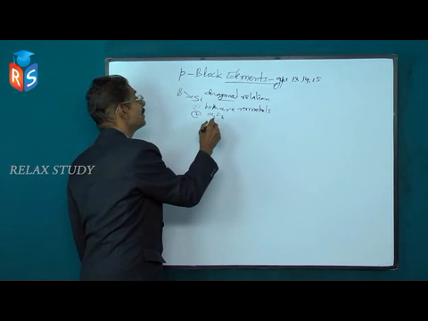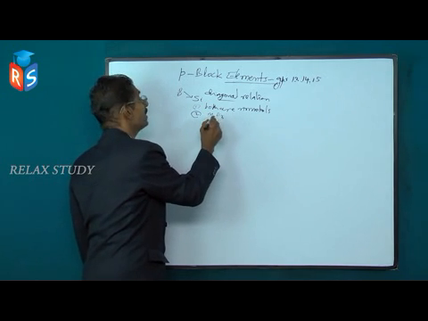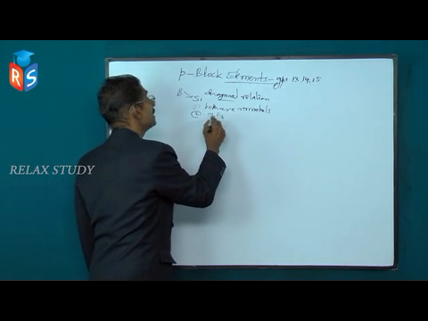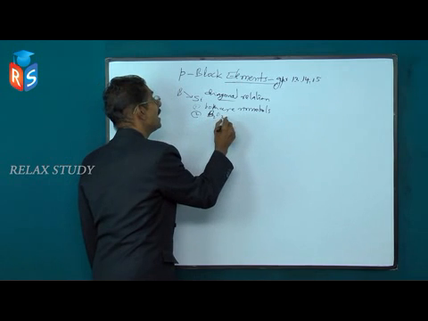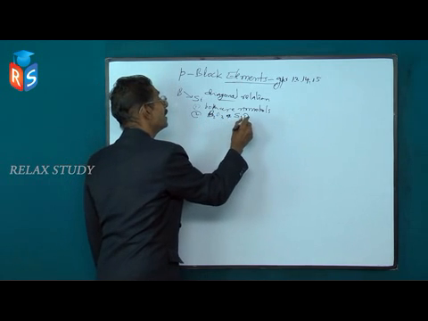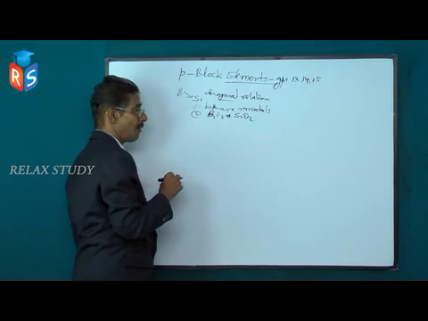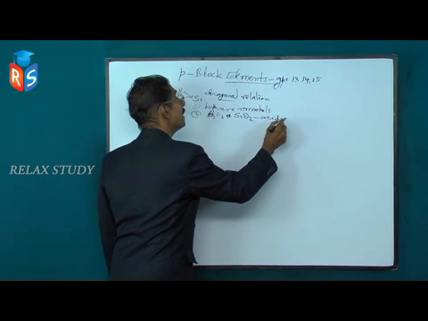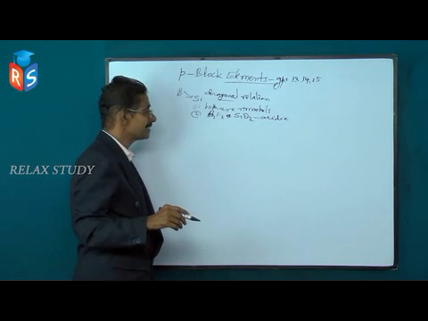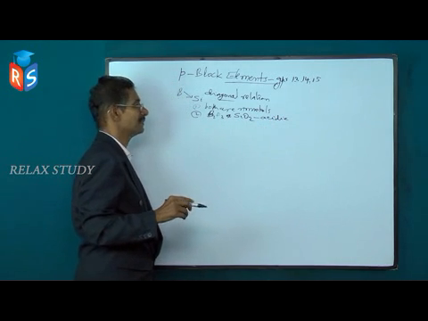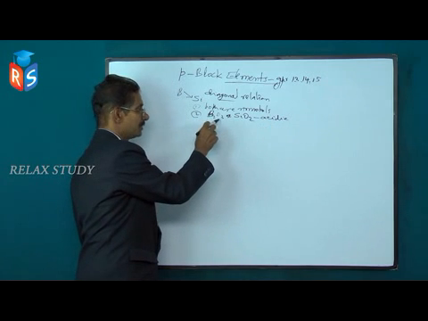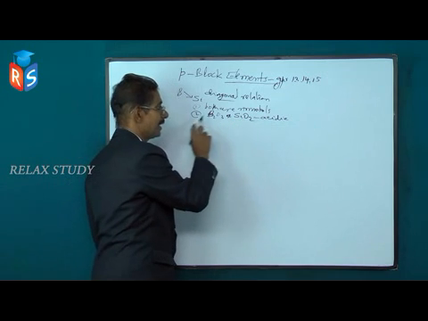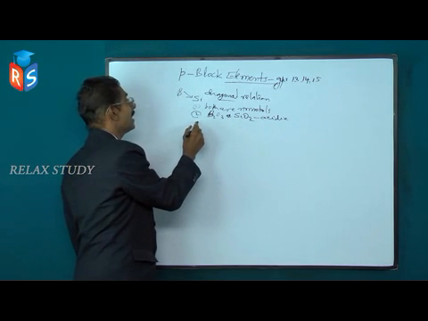M2O3, that is B2O3, and silicon dioxide. These oxides are acidic oxides, and the corresponding acids are boric acid and silicic acid, H3BO3 and H2SiO3, silicic acid.